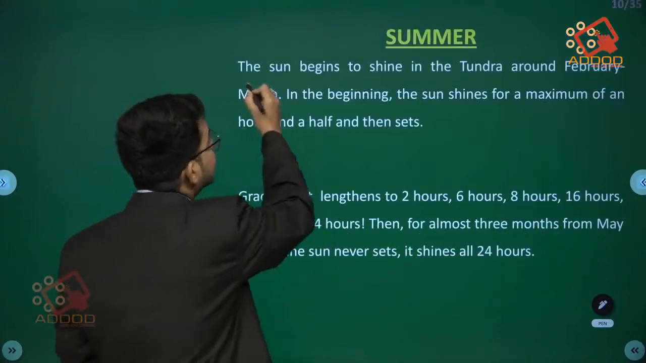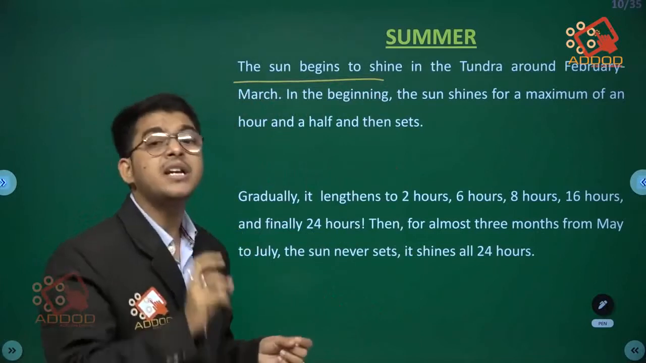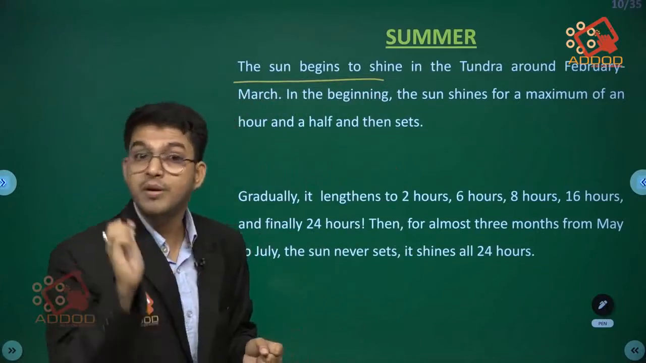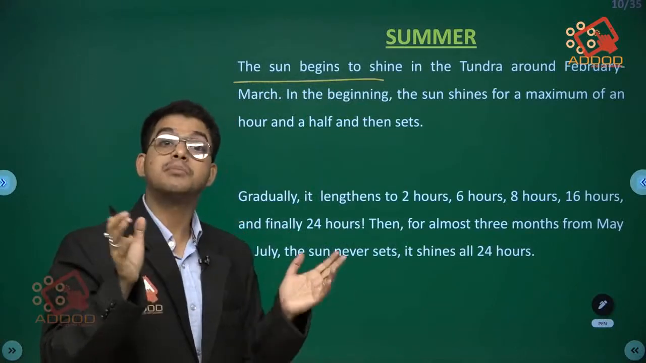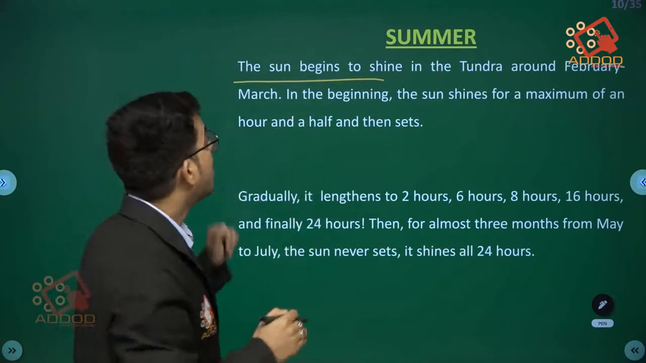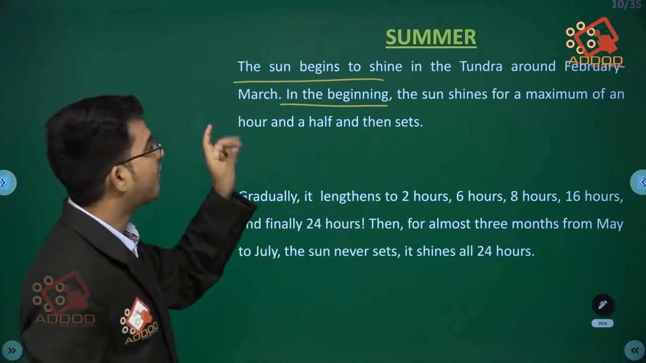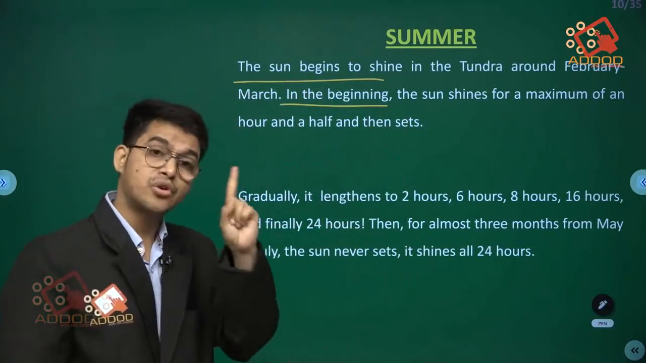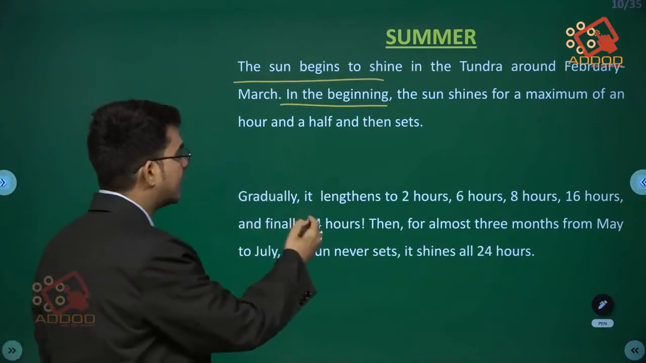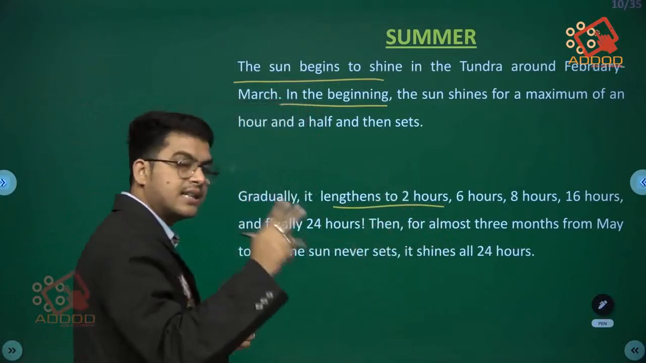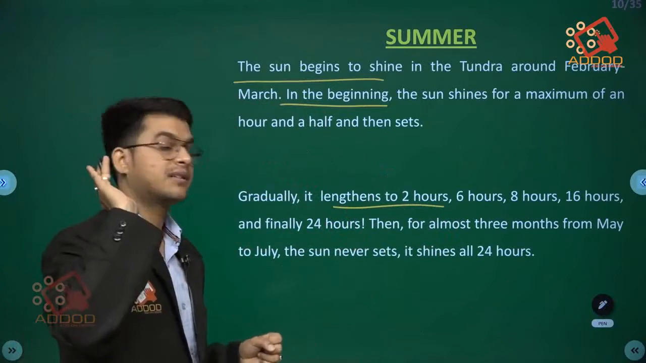In summer, the sun begins to shine in the tundra around February and March, sometimes in February, sometimes in March, but not in October, November, December, January. Even in mid-February, sometimes no chance. In the beginning, the sun shines for a maximum of an hour, or an hour and a half, and then sets. Gradually it lengthens to 2 hours, 6 hours, 8 hours, 16 hours, and finally 24 hours.